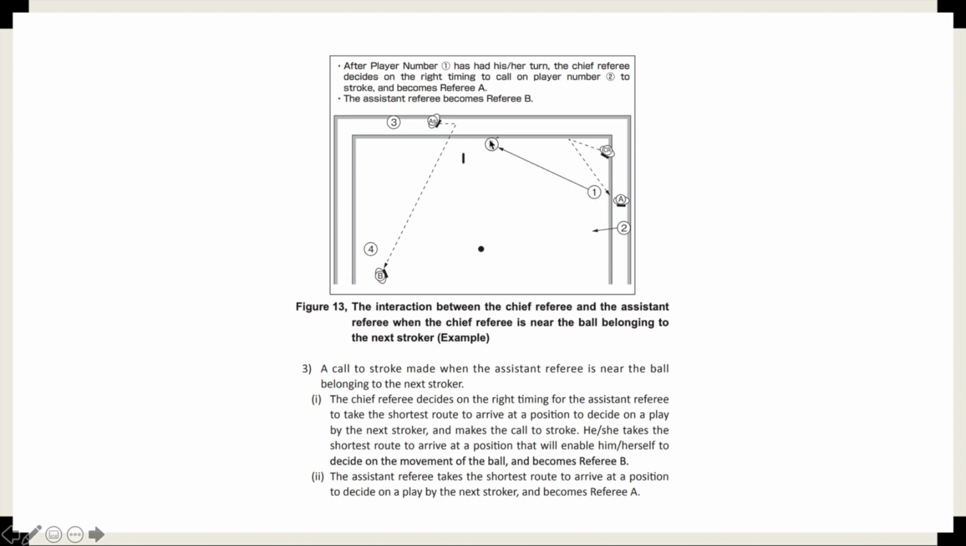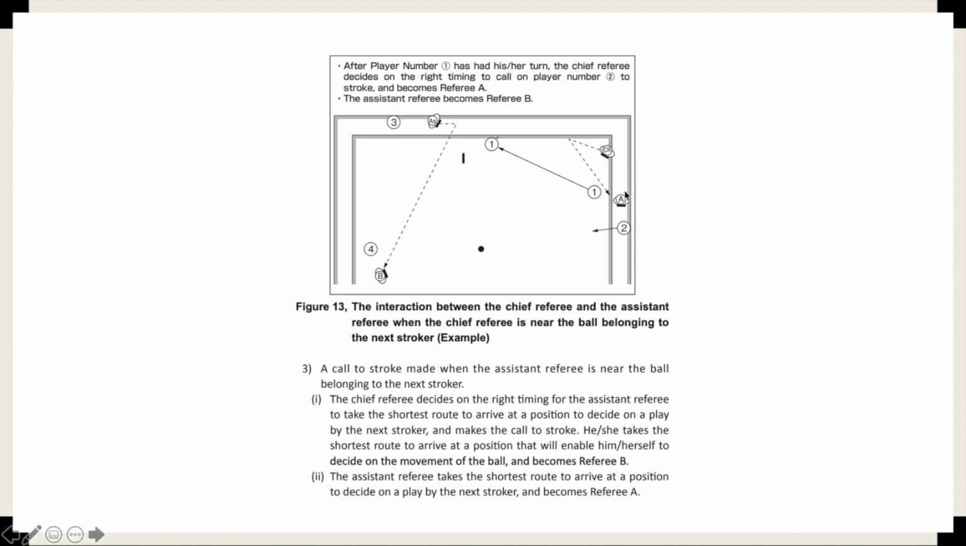Ball 1 was stroked towards the middle of the second line, somewhere near gate 2, and we can see that the assistant referee is also over here, adjudicating on the movement of that ball, and possibly in this situation calling the ball safe because it's very close to the inner field line. So in this situation, the chief referee was referee A and the assistant referee was referee B, but they're not labelled here because it's showing the movement on the next play. So this is a situation, as an example from the section above, about when the chief referee is closest to the next ball to play.